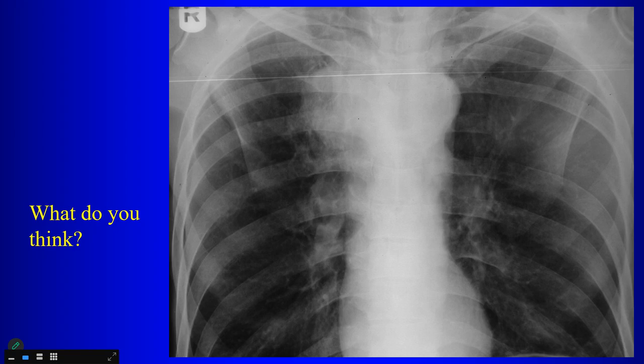Sarcoid. Is that a good answer? Who said sarcoid? Not in this case. Why not? It's only one station. Well, sarcoid tends to present with symmetric hilar nodes. You do not like this appearance for sarcoid, okay? So what else is in your differential for lymphadenopathy?